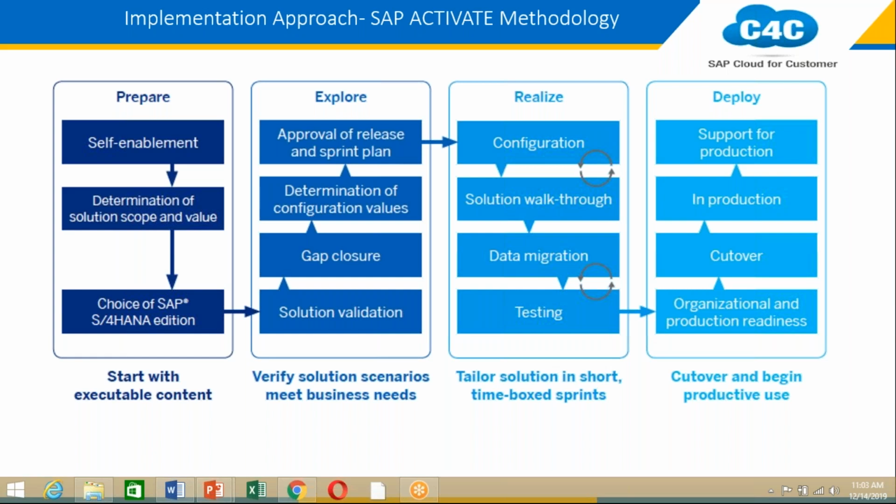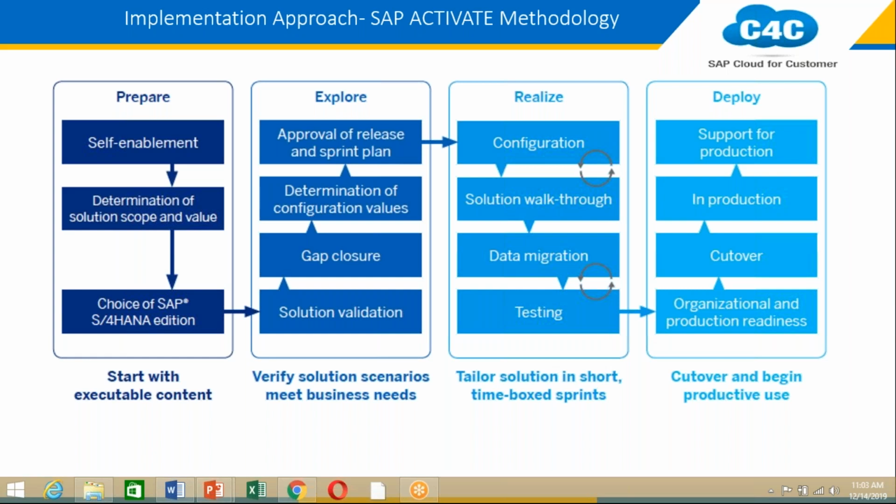Now the other phase is the deploy phase, which we can also rename as the go live phase, where we do the production setup for the system along with a cutover activity and an organizational setup. So these are all activities we perform in this deploy phase. So this is how the phases of the Activate methodology work.